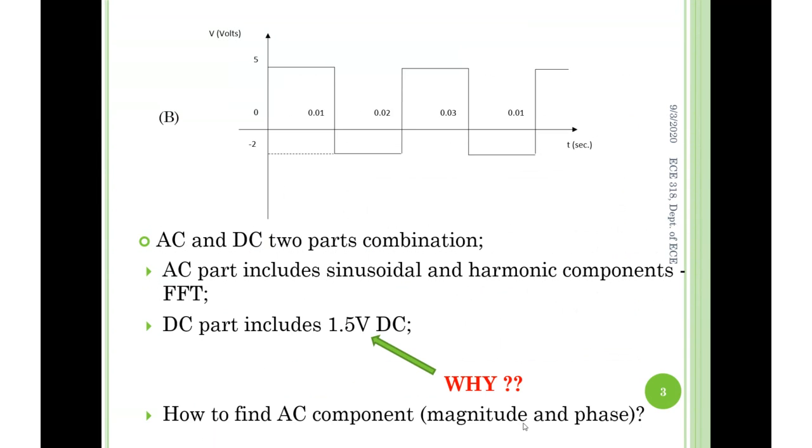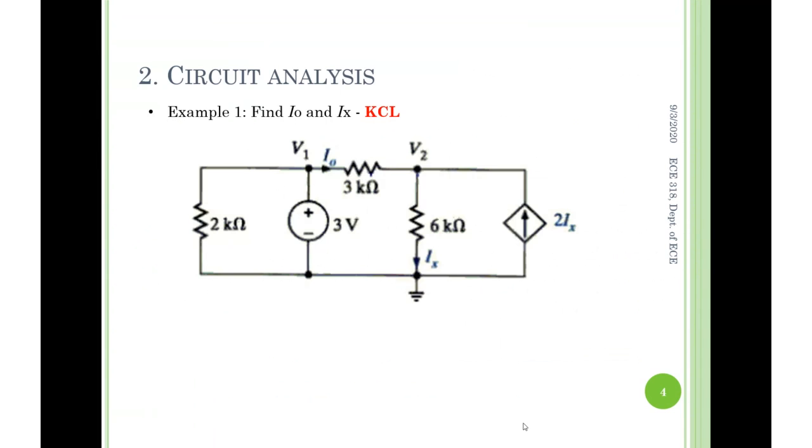Okay. Now the second thing we need to review, as said, is circuit analysis. This class heavily relies on circuit analysis. So we need to recall everything we learned from Circuit 1. For example, this is example 1. You're looking for I0 and Ix. I0 is labeled here, going through the 3 kilo ohm. Ix is the current going through the 6 kilo ohm downwards.